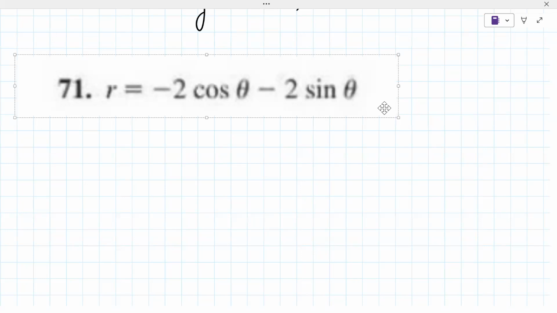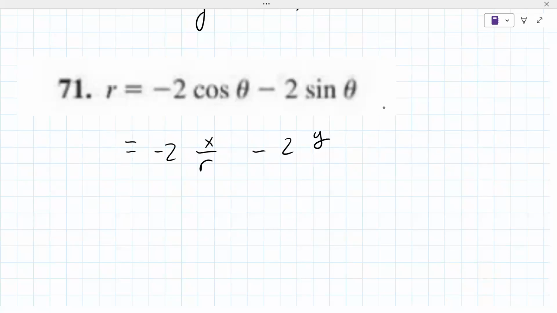You can multiply both sides by r, so then it'd be r squared minus... What do you substitute for cosine theta and sine theta? x over r and y over r. Yeah, and then you can multiply both sides by r. You always have to substitute for sine and cosine first.